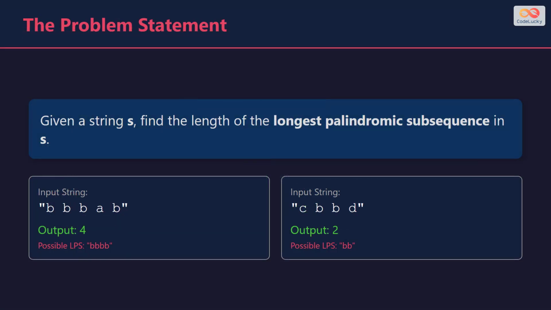Here is our official problem statement. Given a string S, our task is to find the length of the longest subsequence within it that forms a palindrome. For example, if the input is BBBAB, the longest palindromic subsequence is BBBB, which has a length of 4. Notice we skip the letter A. If the input is CBBD, the answer is 2, corresponding to BB.